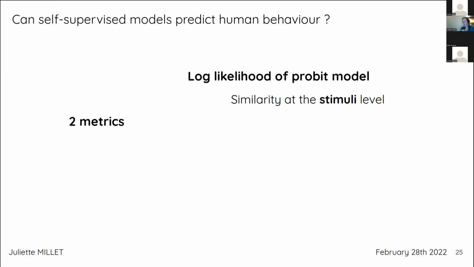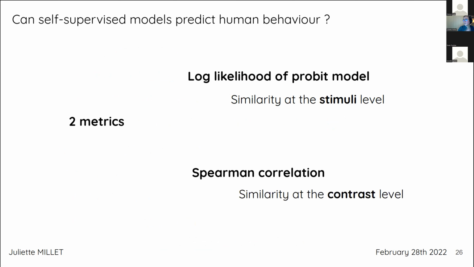Okay, so the first question was, can self-supervised models predict human discrimination behavior? We have two metrics in order to evaluate that. The first one allows us to evaluate the similarity between models and humans at the stimuli level. It's the log likelihood of a probit model that tries to predict, from the delta values of the models, the result of the participants for each individual stimulus. And the second metric is more global. It's a simple Spearman correlation between the average result per contrast for the models and the average result per contrast for the humans. So this allows us to have a global metric.